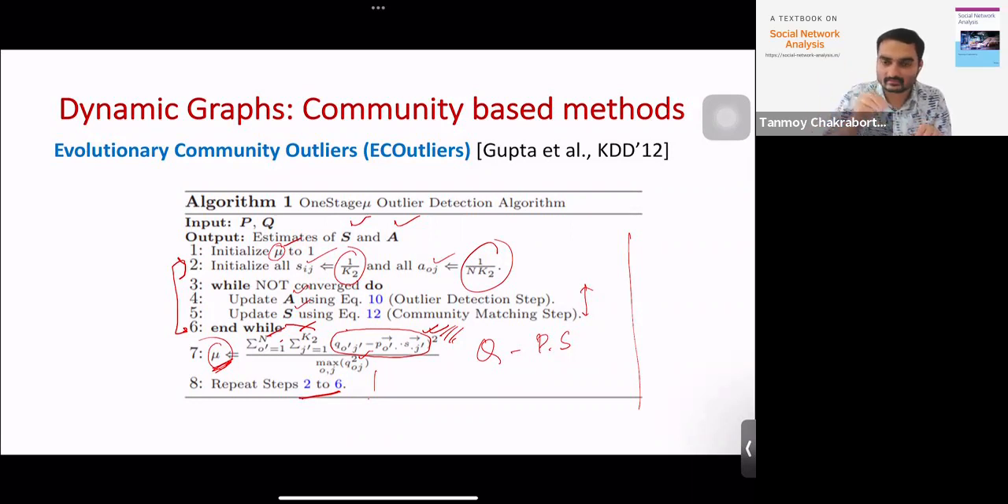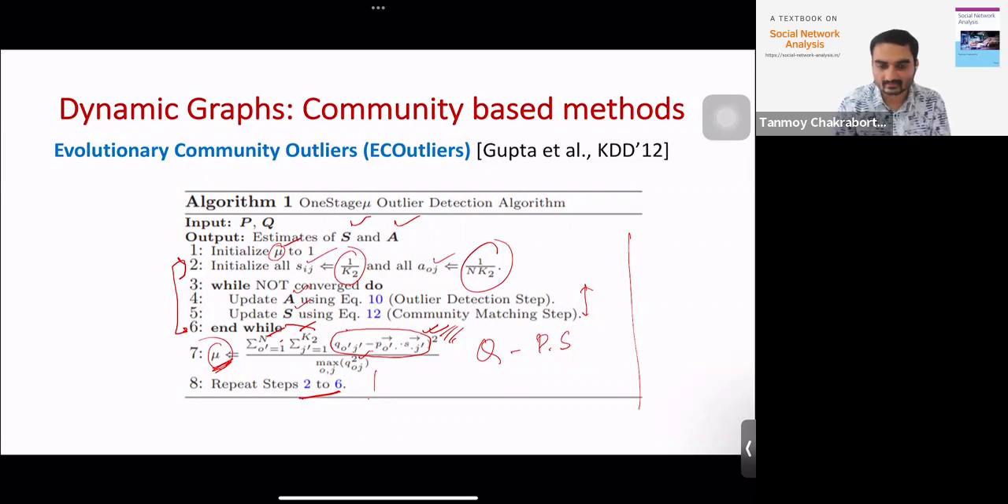We have the outlierness scores of entities, right? You don't need to take a threshold. You rank all the nodes based on the outlierness scores. So here you rank node-community pairs based on the outlierness score, and then you measure precision at K or recall at K and so on. Okay, now this is the idea.